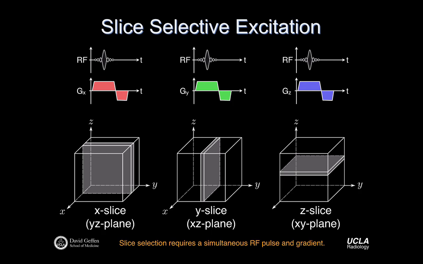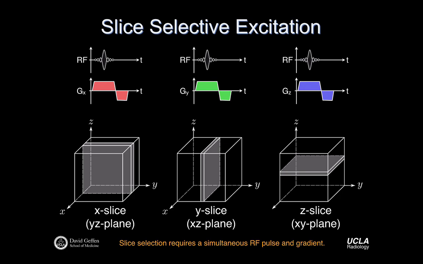So when it comes to selective excitation, obviously we can turn on different gradients and consequently excite different slices. And so if we turn on an X gradient, then the slice that we can excite has a normal whose direction is the X axis. If we turn on a Y gradient, then the slice has a normal that's the Y direction. And if we turn on a Z gradient, then the normal for the slice is the Z direction.